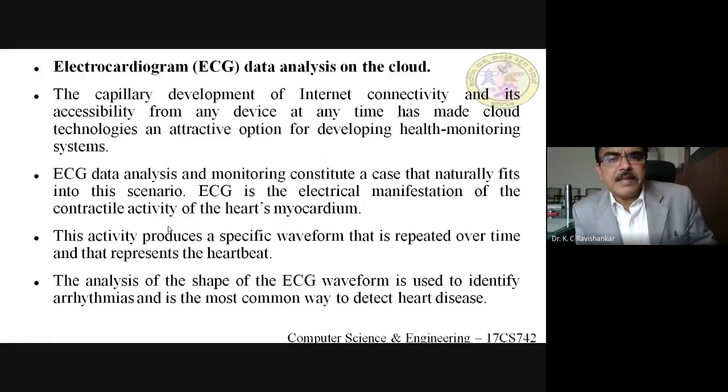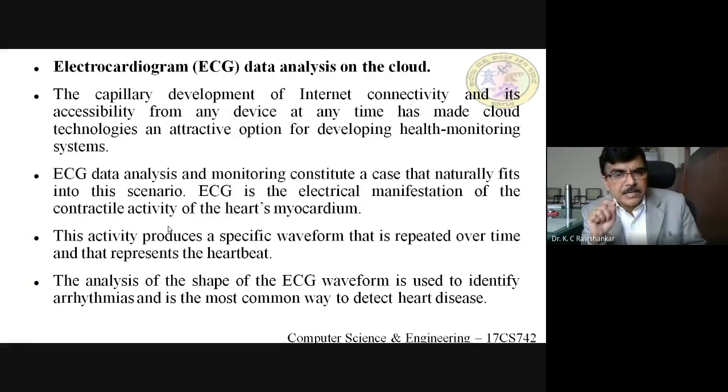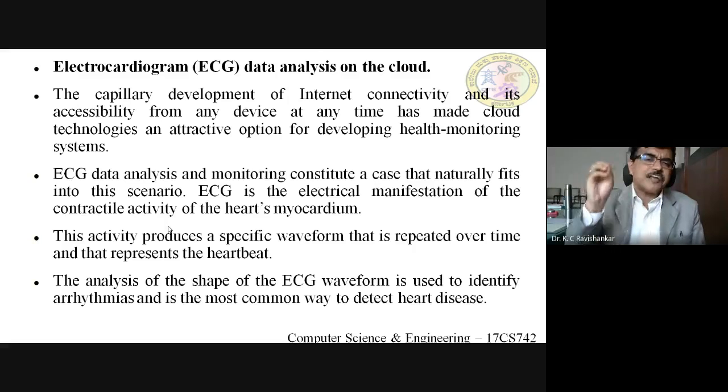The capillary development of internet connectivity and its accessibility from any device at any time. Please remember, its accessibility from any device at any time has made cloud technologies an attractive alternative option for developing health monitoring systems. So everything you put in the cloud.